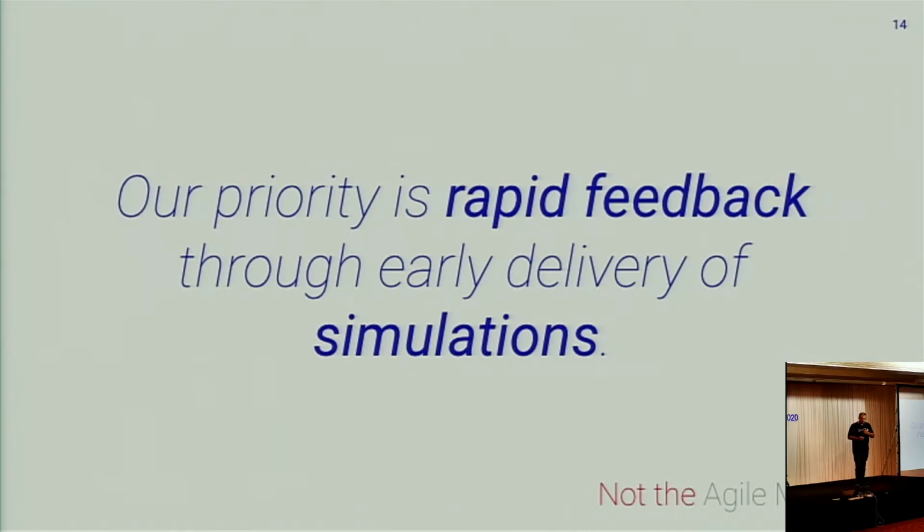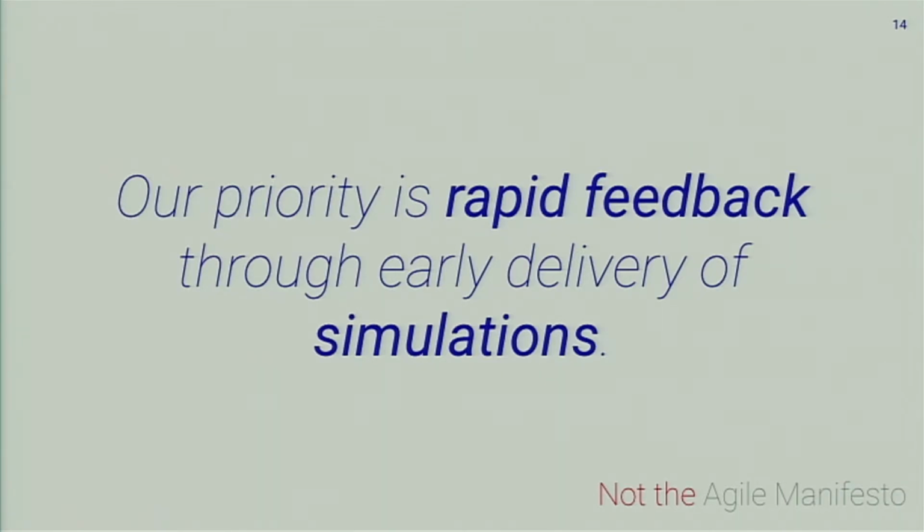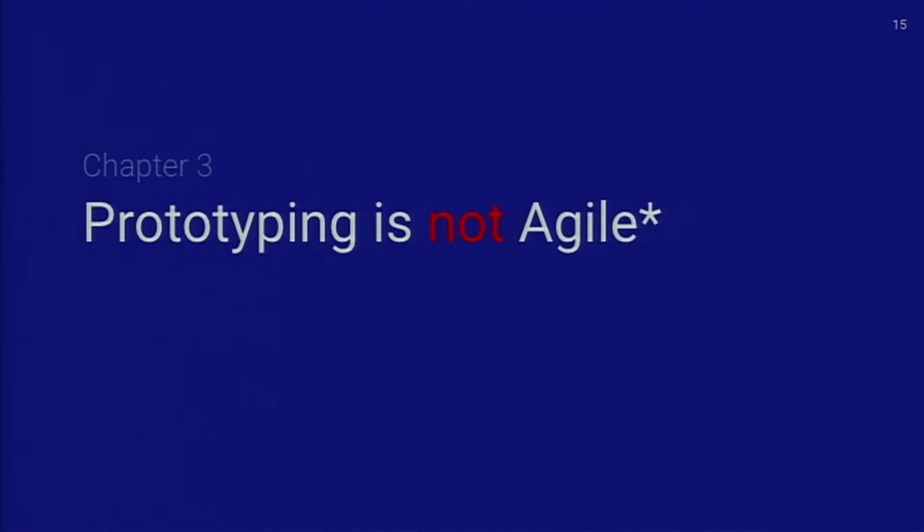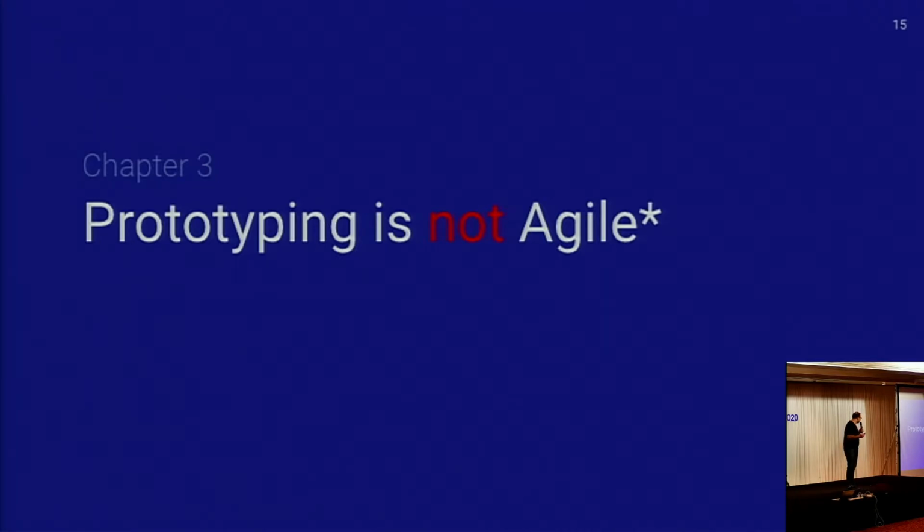So here's another quote. Our first priority is rapid feedback through early delivery of simulations. The more astute of you will notice that this is not a real quote from the Agile Manifesto. This is where we take a bit of a twist in the talk. So plot twist, chapter 3, prototyping is not Agile. I have to put an asterisk there because I think that's a little bit of a strong statement to make. But I'm going to argue today that prototyping is actually in conflict with the core of Agile.